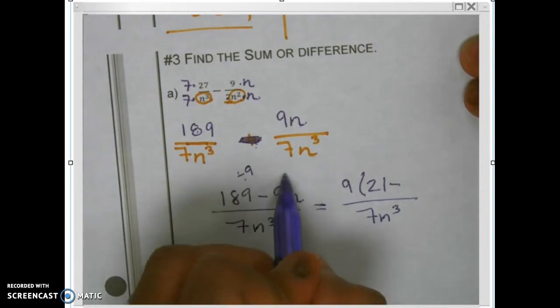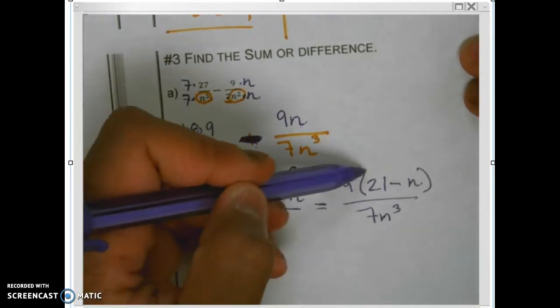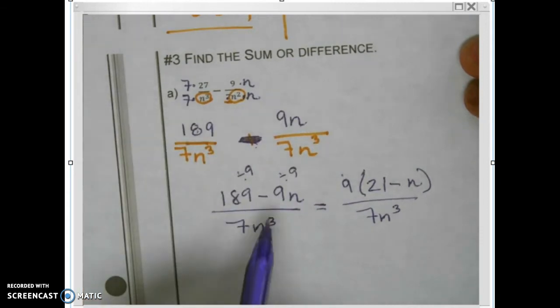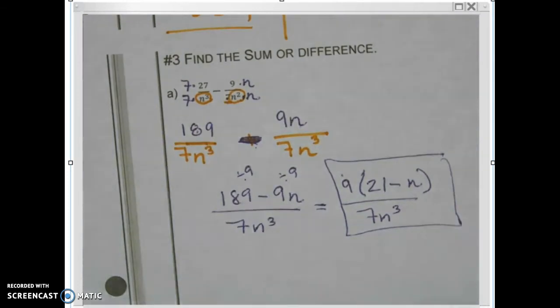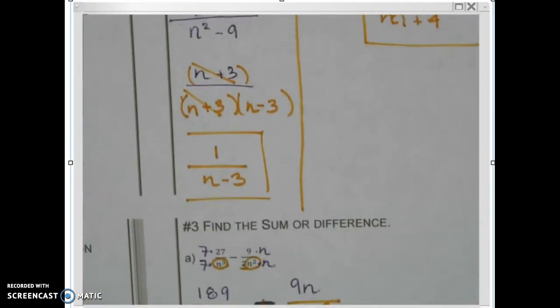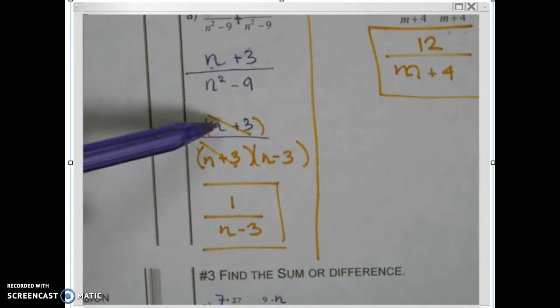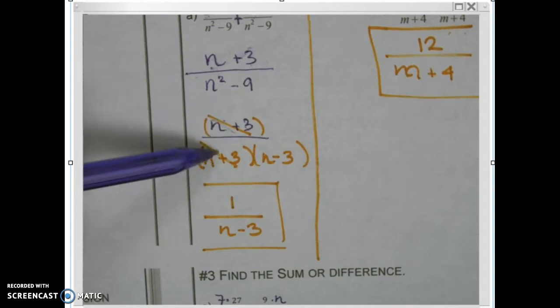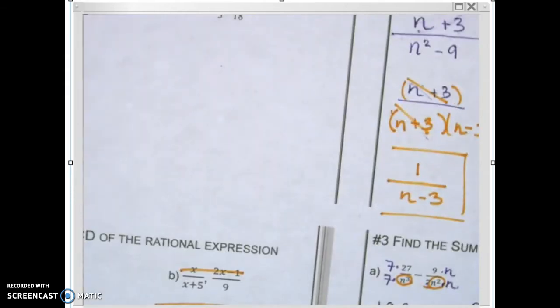Minus, and then 9 goes into here, n. So if I were to multiply this back out, I would get right back to this problem right here. We want to leave everything in factored form. Why, you may ask? Well, because just like when we have to reduce our answers at times, like we did for number 2 on the warm-up, sometimes it ends up working out so where we can reduce these fractions as well. We want to write our answers in the most simplest form possible.